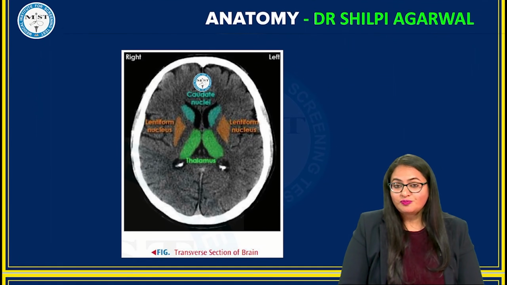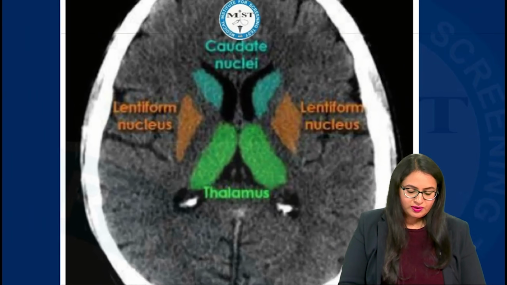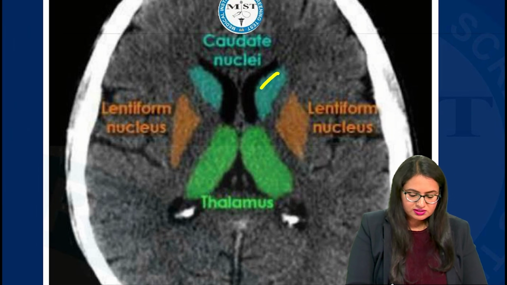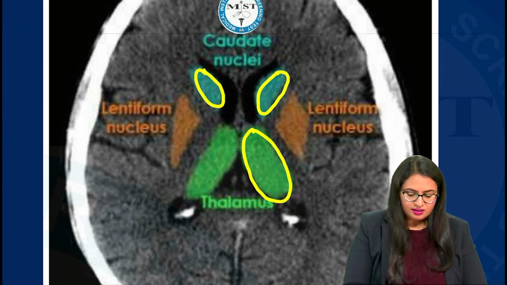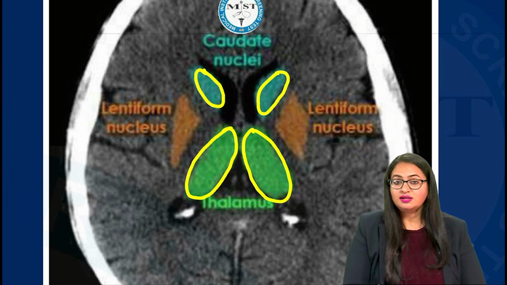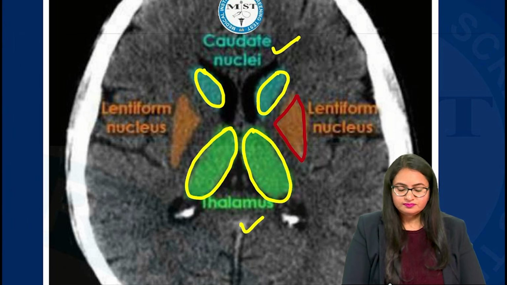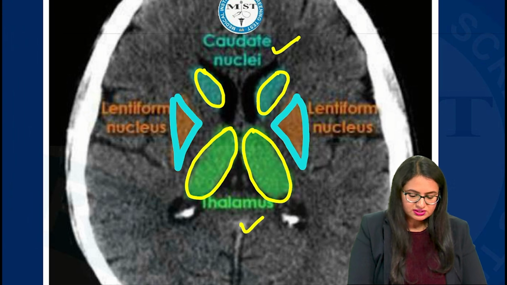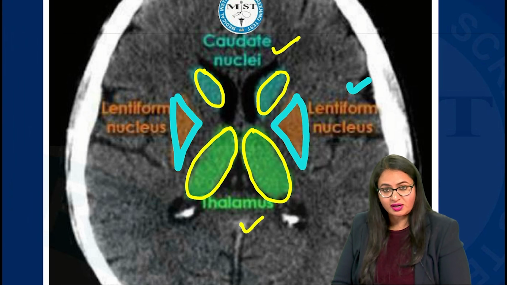Another important section of the brain is this transverse section, in which you should be able to identify these nuclei. On the medial side, you have the caudate nucleus, which is slightly on the anterior side, and a big oval nucleus, which is the thalamus. So caudate and thalamus. And on the lateral aspect, you see a triangular nucleus, which is the lentiform nucleus. So these three nuclei are very important to identify.